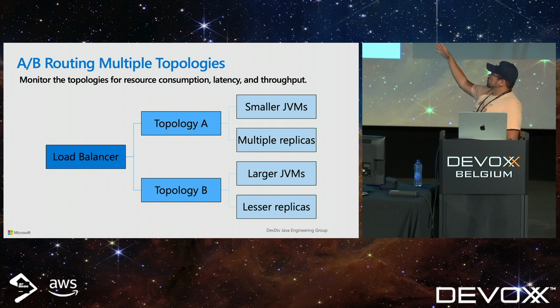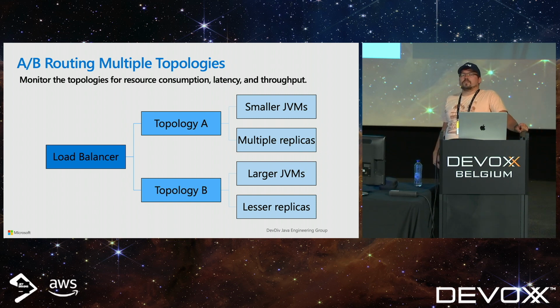So I'm going to route to multiple topologies where one is smaller JVMs with more replicas, which is what most people are doing these days. And we have the new topology, which is larger JVMs with less replicas. And then you monitor those applications in production. You give different labels to the instances, and then you see which one is performing better. And then maybe that can give you a much better indication of what works best for you.